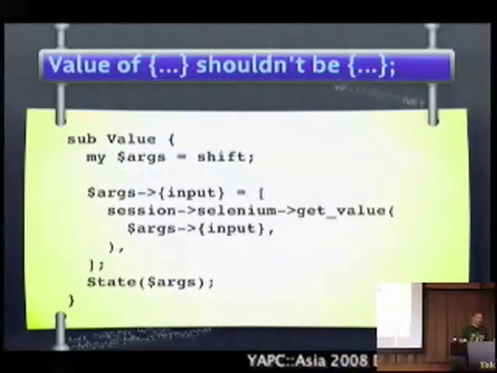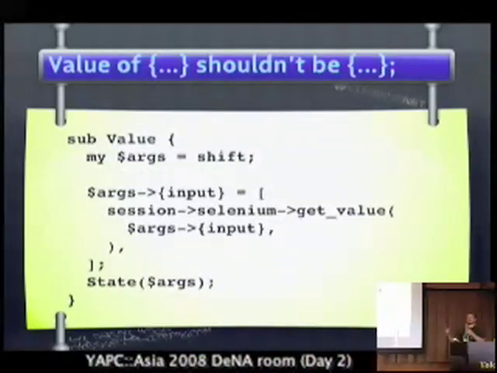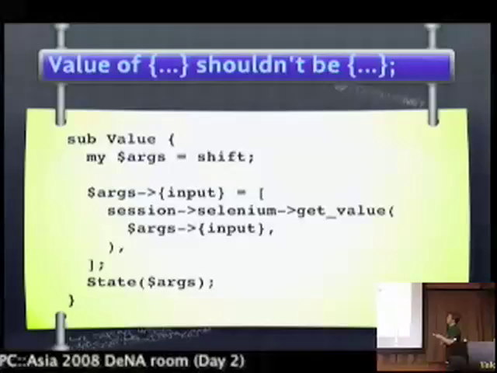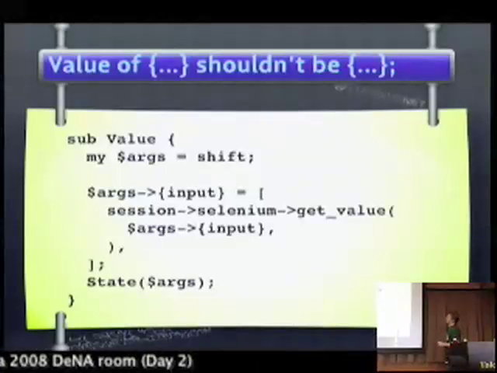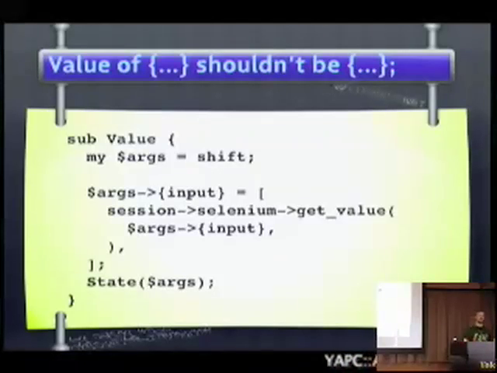Value is very similar to title. Title and value in this particular language are dynamically generated, but I'm showing you sort of a static version of it, where inside of input we just put the session Selenium get value, and yes, I am actually overwriting input. In my real implementation, it isn't quite this disgusting looking, but that's basically it. And then we call state with the arguments again, and that'll do our equality test.